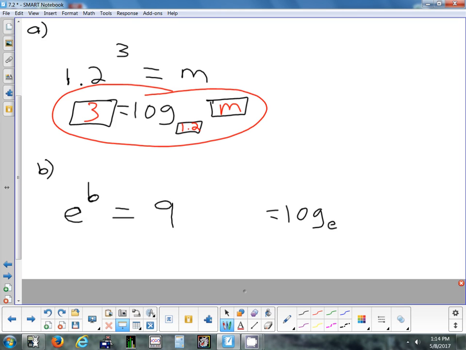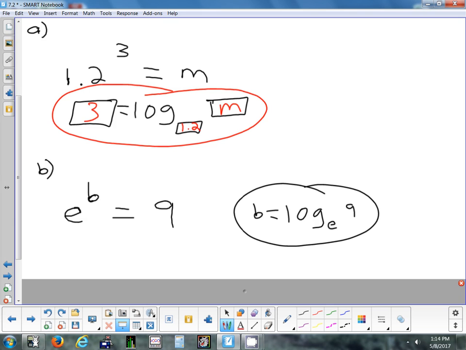Okay, Maddie, can you tell me what's going to go by itself on the left-hand side? B. Logarithm always equals the exponent. We've got that. And the last thing I haven't used yet is the what? 9. Is the 9. And what's the 9 called? It's the argument. It's the thing you're taking the log of.